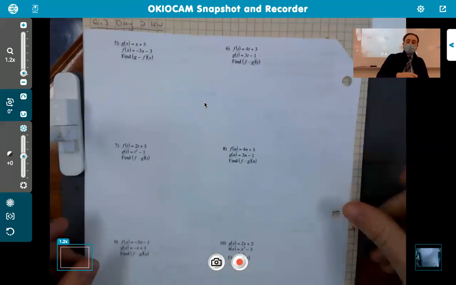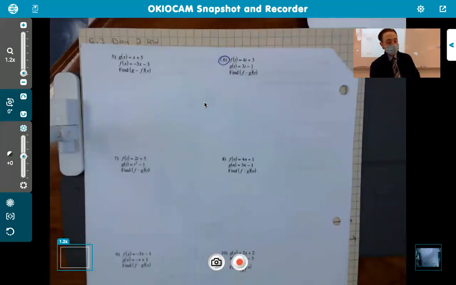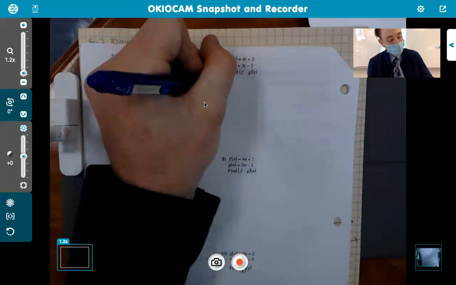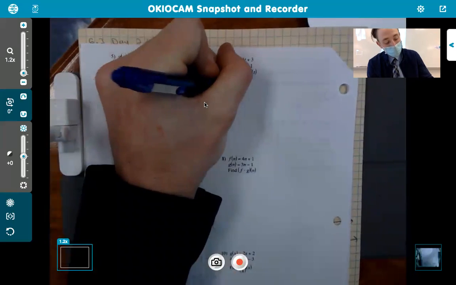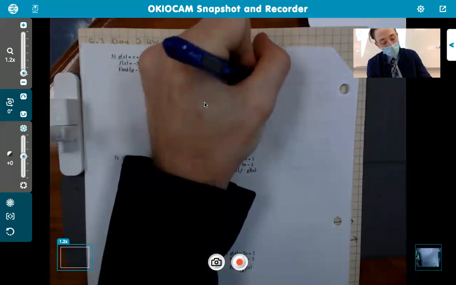Let's take a look at example 6 here. Now I'm doing f times g of t. All right, so I'm taking two functions and multiplying them together. So I'll take the 4t plus 3, that entire function, and multiply that by 3t minus 1. That's what I'm going to have to write down to start here. So 4t plus 3 times 3t minus 1.